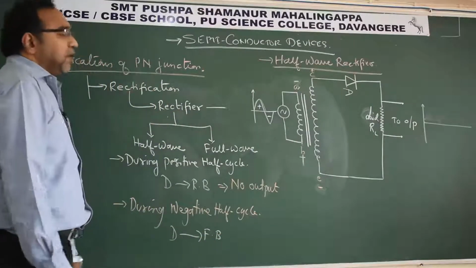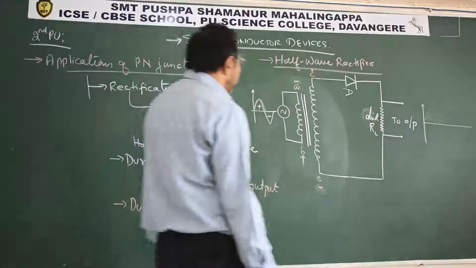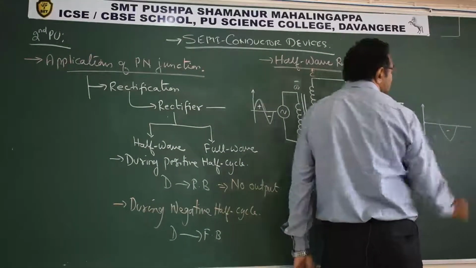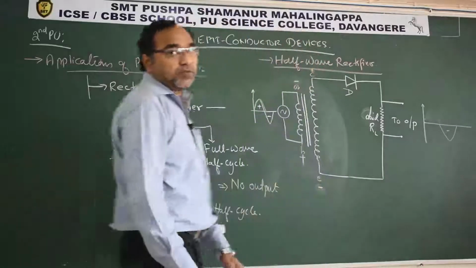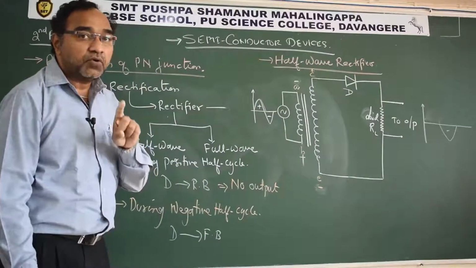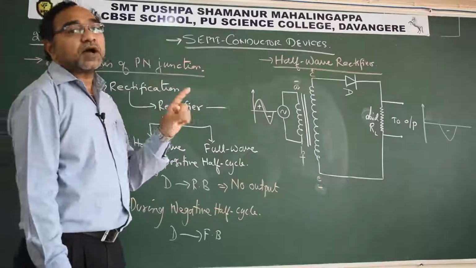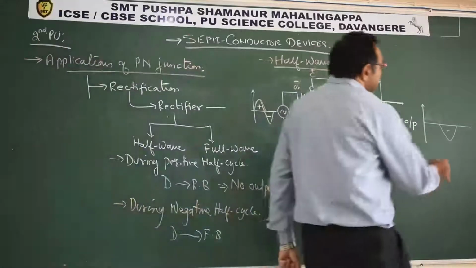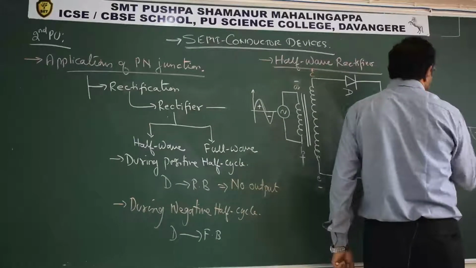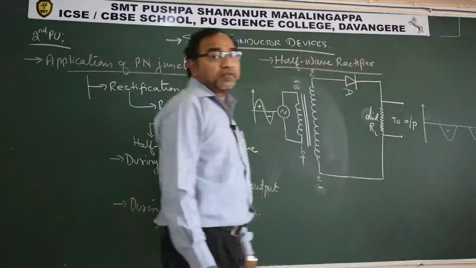If it is forward bias, there will be current, which means that we will receive the negative lobe. We will not receive the positive lobe. Half wave. We are receiving only half lobe. That is why it is called a half wave rectifier. Again, the positive will not be received. Negative will be received. See, all the negatives will be received.